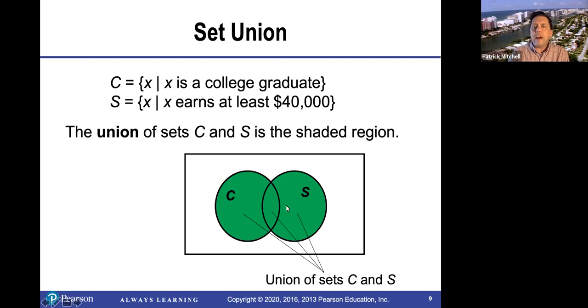So here's the Venn diagram showing union. Notice the whole entire region is shaded except for the part out here, okay? The part that's inside the rectangle but outside both circles, those would be people that don't have a college degree and also don't earn at least 40,000.